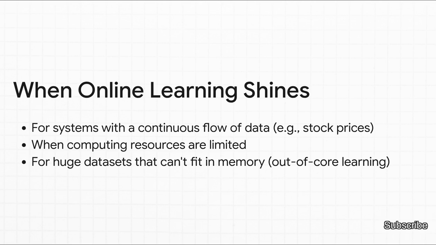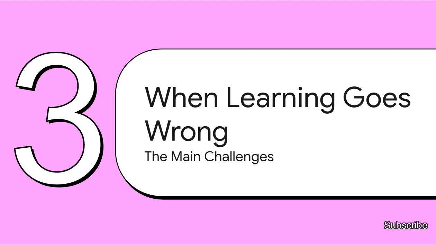And for data sets that are so massive they literally can't fit on one computer, this is pretty much the only way you can do it. Of course, just like any student, the learning process can hit some major roadblocks. So what happens when a machine learns the wrong thing or just doesn't learn at all? Let's get into the main challenges.